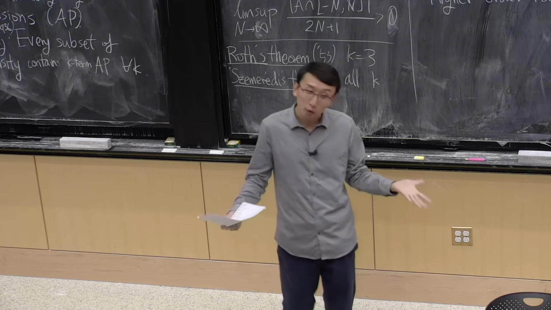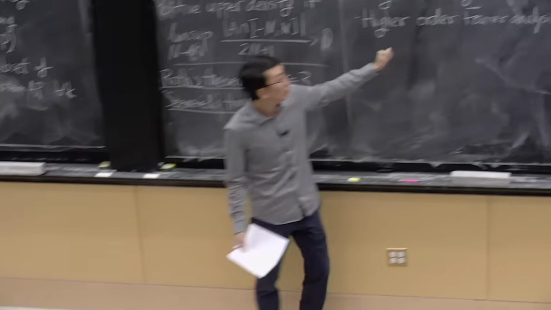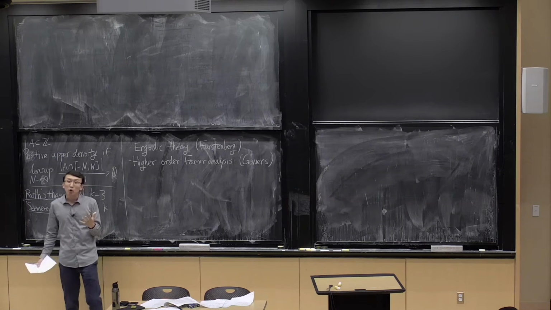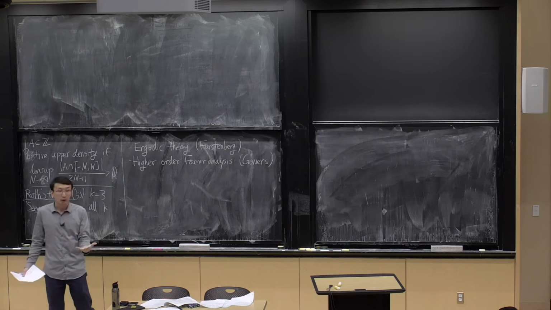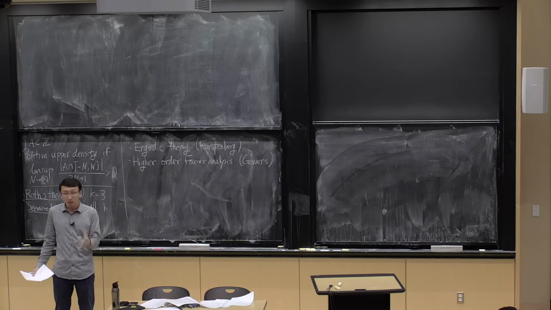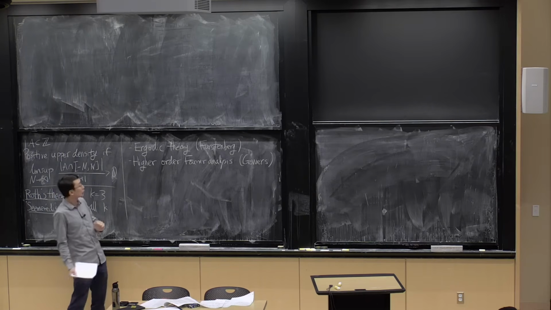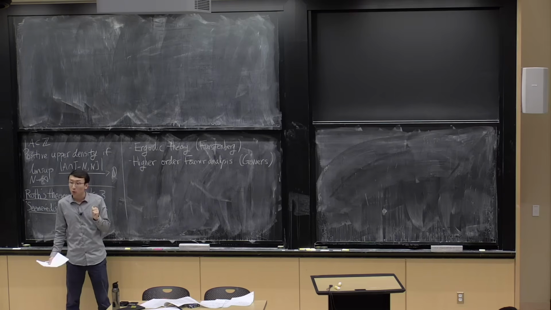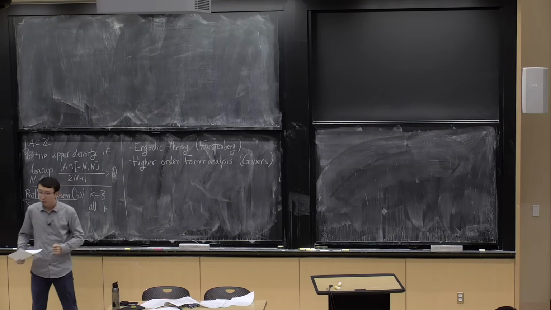Why is it that you cannot do Fourier analysis to control four-term APs? But Gowers managed to find a way to overcome that difficulty, and he came up with an extension, a generalization of Fourier analysis, very powerful, very difficult to use actually, but that allows you to understand longer arithmetic progressions.